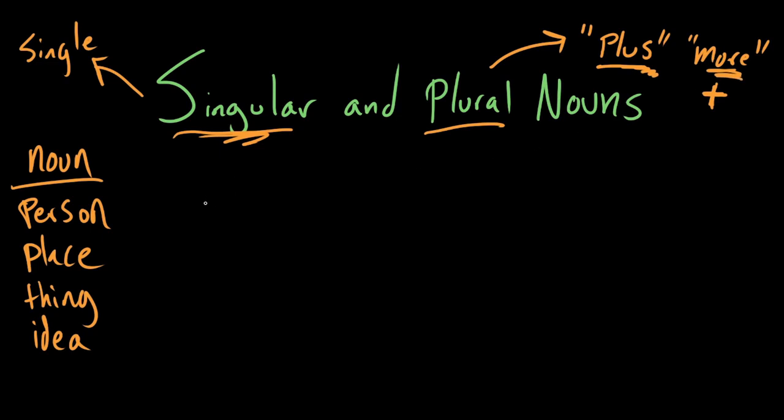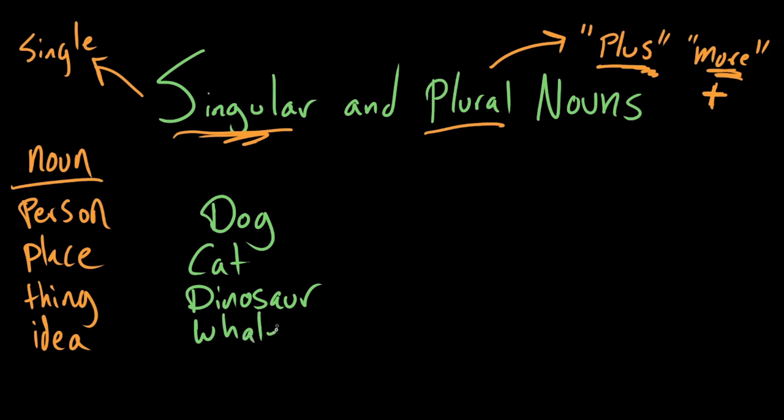So, let's go through it. Let's do some examples. And I'll show you how you make the plural in English. How to indicate, using your language, that there is more of one thing. So let's just throw out a couple of words. We got dog, cat, dinosaur, and whale. And all you need to do to make it plural is very simple. You just take an S and you add it onto the end like so. Dogs, cats, dinosaurs, whales. So, if you want to make something plural, think about plus, more. All you have to do is add an S, like that. Add an S.